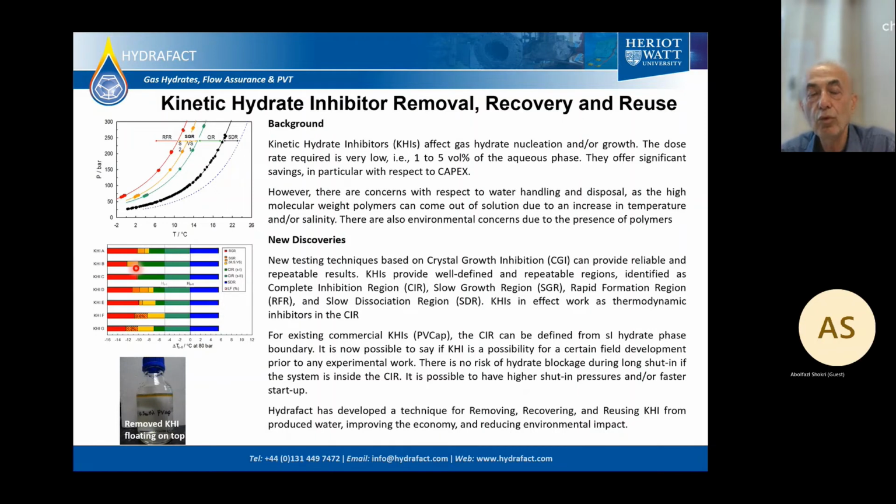So we have two loops that can, for example, reduce 60% MEG to less than 40%. So it has financial benefit and also environmental. So this is another service that we can provide.